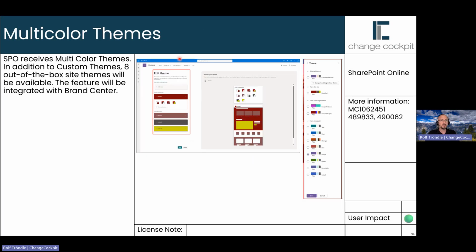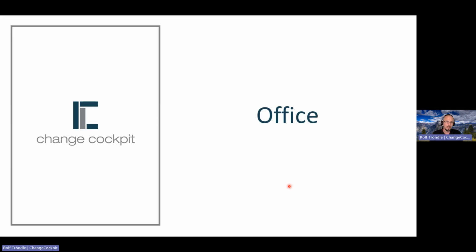Then we have multicolor themes available now. By default, you will get 8 out-of-the-box site themes from Microsoft, but if you are using SharePoint Online Brand Center, you can also create your own multicolor themes and enable it for your organization to use.